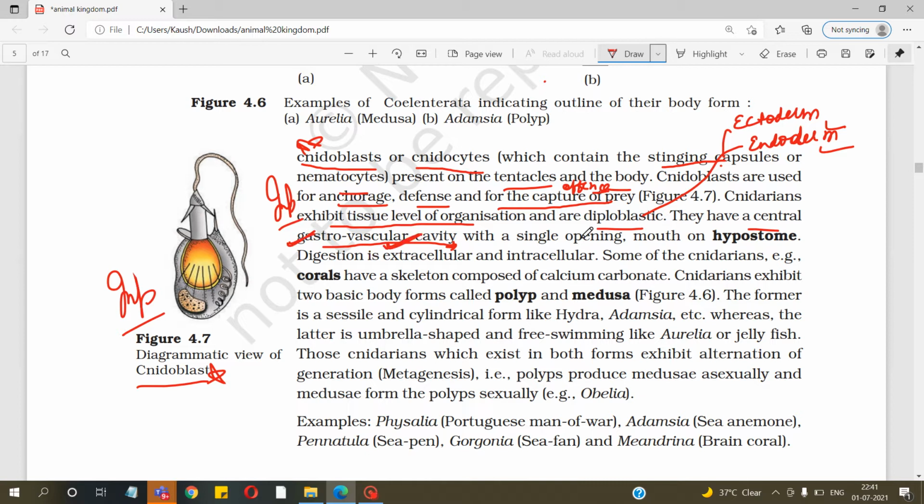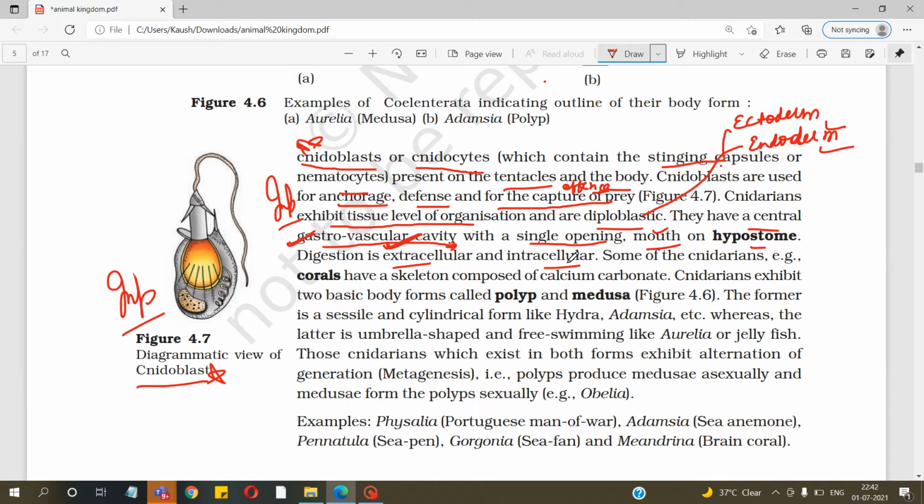Okay, and they don't have any complete digestive tract. They have a single opening, that is the mouth on the hypostome. From here they take food and they remove the waste. That is the same opening. Okay, digestion is of both types. They have extracellular as well as intracellular digestion.